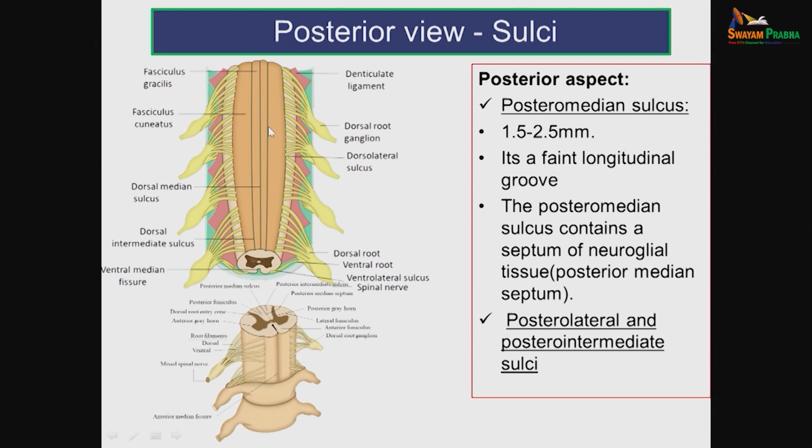On either side of the posterior median sulcus, you see the posterior intermediate sulci and two posterolateral sulci, where the dorsal roots are emerging.